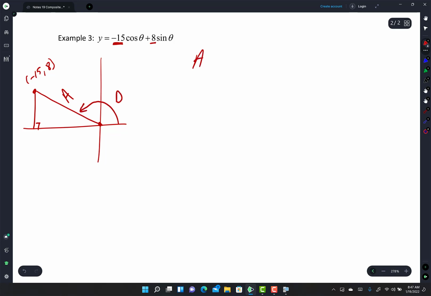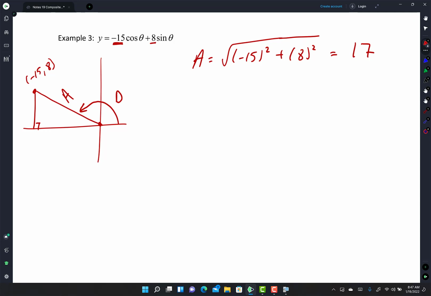So the amplitude is square root. I feel like this is a Pythagorean triplet. I think it is. I think that's going to be 17. But check it for me just in case, because I make mistakes all the time. I got a thumbs up, so that means it's right.